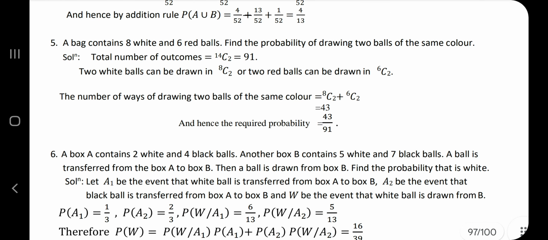Then we have the next one. A bag contains 8 white and 6 red balls. Find the probability of drawing 2 balls of the same color. How many balls are there? 8 plus 6, 14 balls are there. How many are we drawing? 2 balls we are drawing. So 14C2 will give us the total outcomes.